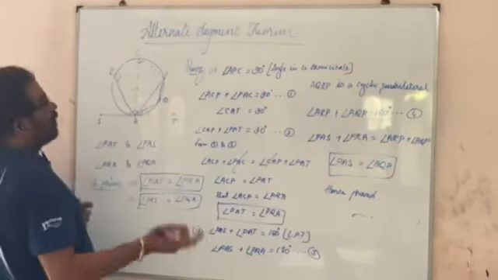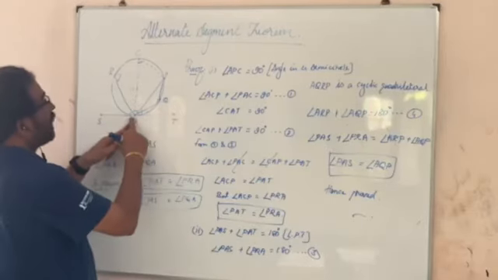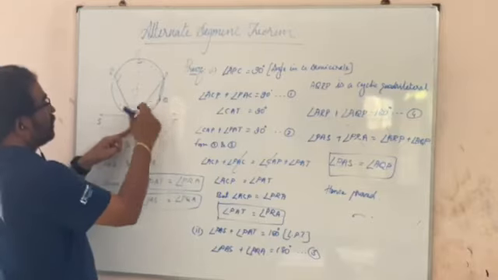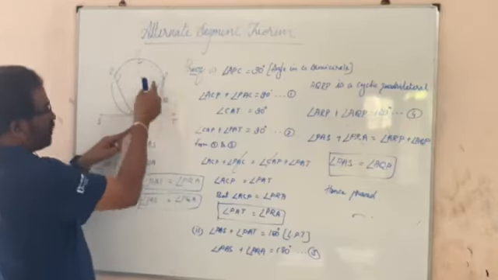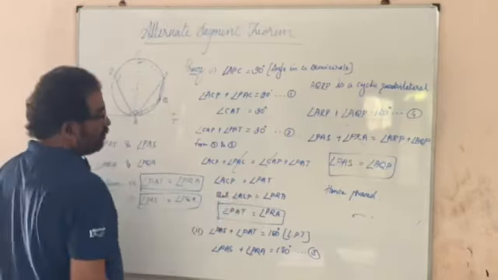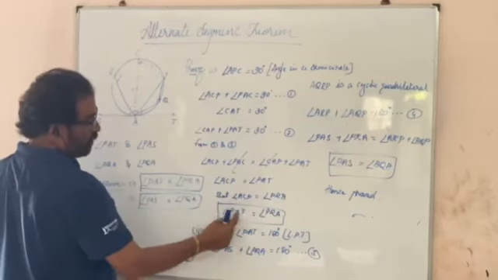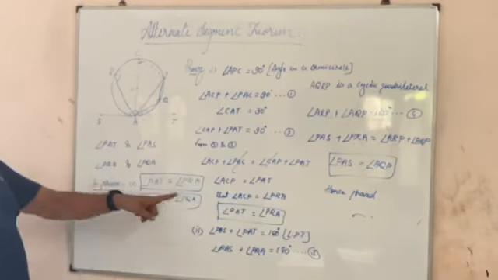Another fact is, angles in the same segment of a circle are equal. That is, ACP is equal to ARP, made by the same chord in the same segment. So ACP is equal to PAT, and ACP is equal to PRA. These two are equal, therefore PAT is equal to PRA. That completes the first part.